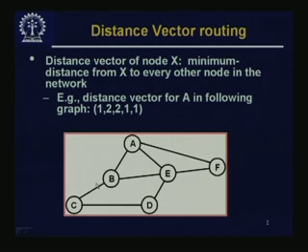For example, the distance vector for A in the following graph is 1 2 2 1 1. That means, for B it is a distance 1, for C it is a distance 2, for D it is a distance 2, for E and F these are distance 1. So, 1 2 2 1 1 from A, these are the distance vectors.